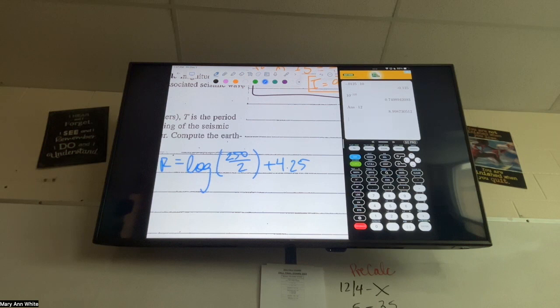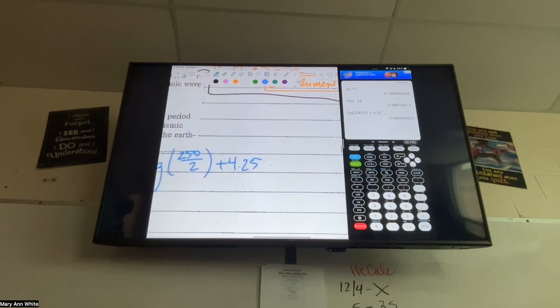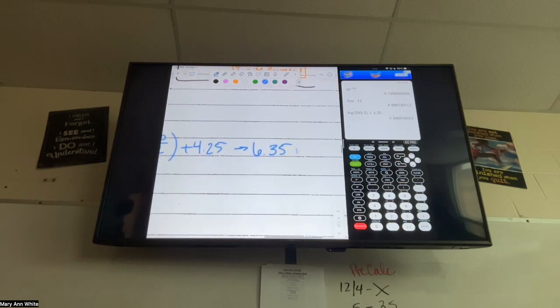I'm gonna put that just directly into the calculator. I'm not even gonna simplify, I'm not gonna do anything ahead. I'm just gonna press log 250 divided by 2, and then plus 4.25. I get my answer, 6.35. Let's round it to 2 places after the decimal.